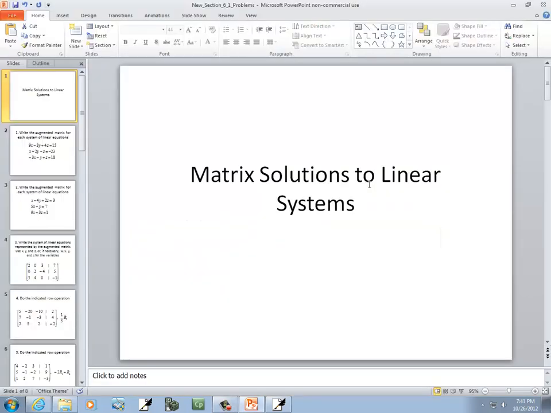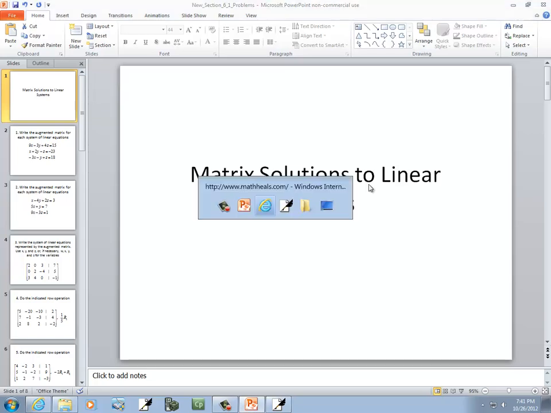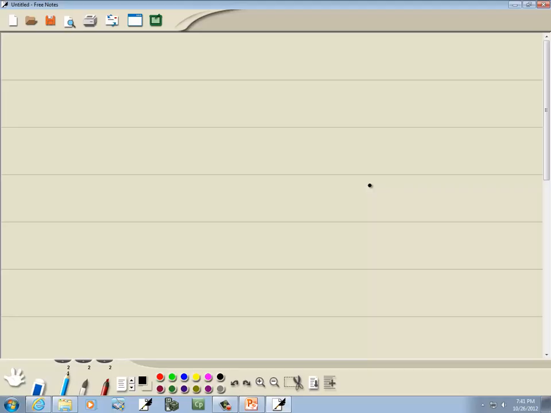Let's take a look at matrix solutions to linear systems. And let's first talk about what a matrix is. A matrix is a rectangular array of numbers that looks something like this. You have brackets around it, and then you have individual numbers inside. And each one of these is in its own cell. It's kind of like a spreadsheet, if you think of it that way.